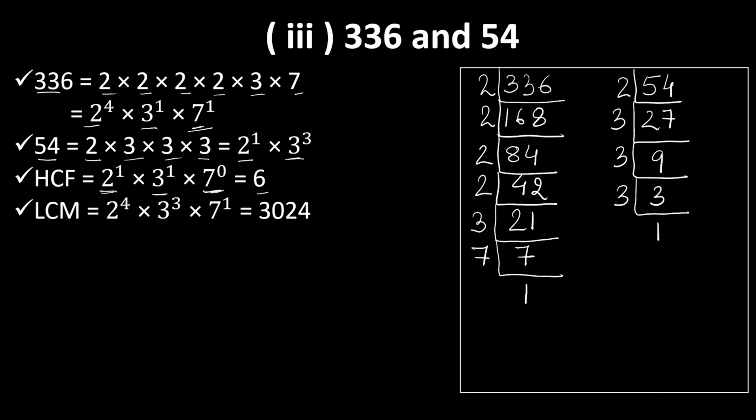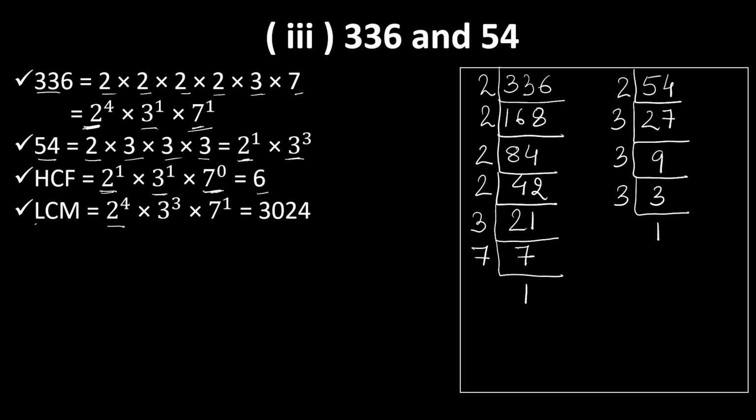And now we will find the lowest common multiple. So for lowest common multiple, we will look at the highest exponent possible, right? Now here for 336, the highest exponent of 2 is 4, right? Here it is 1 and over here you can see it is 4. So therefore we will write 2 raised to 4.